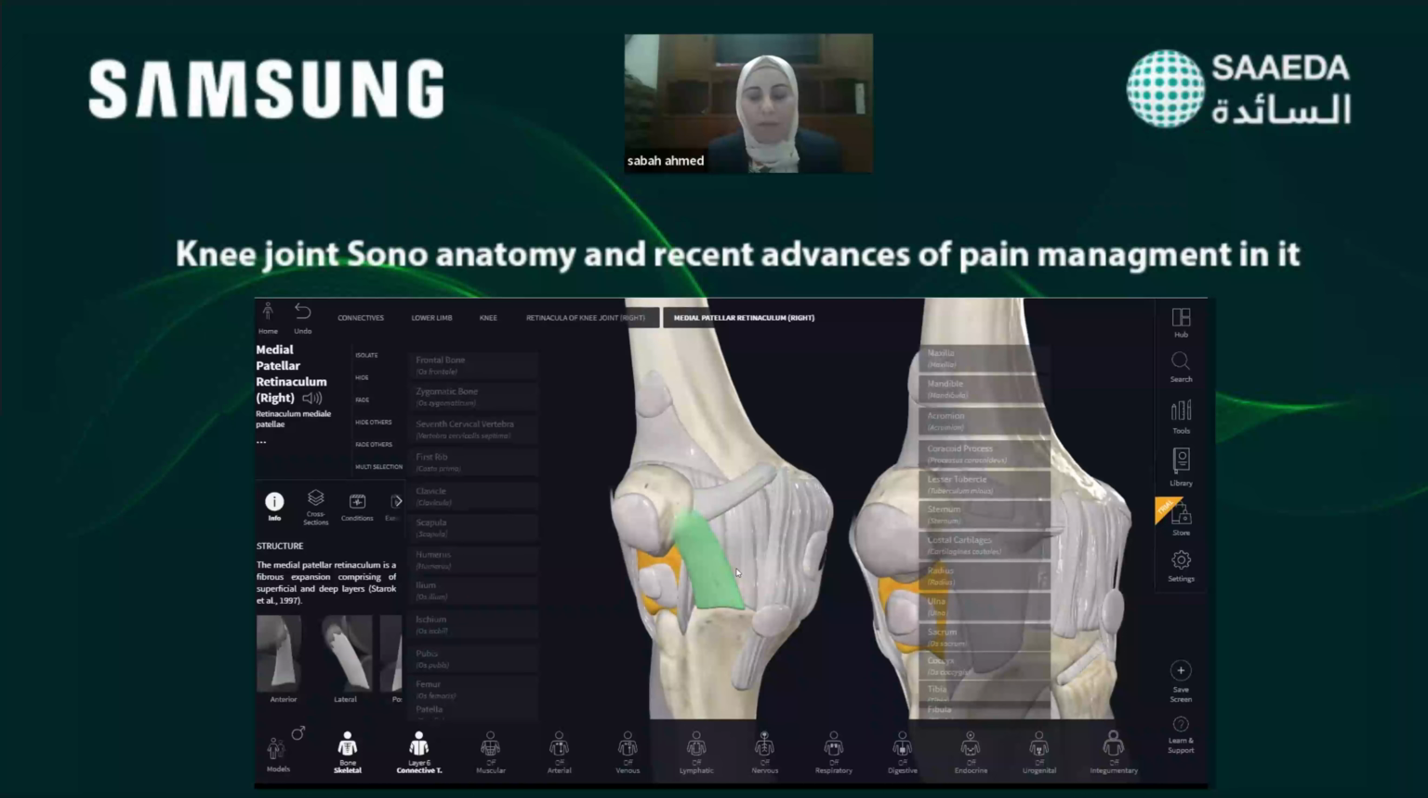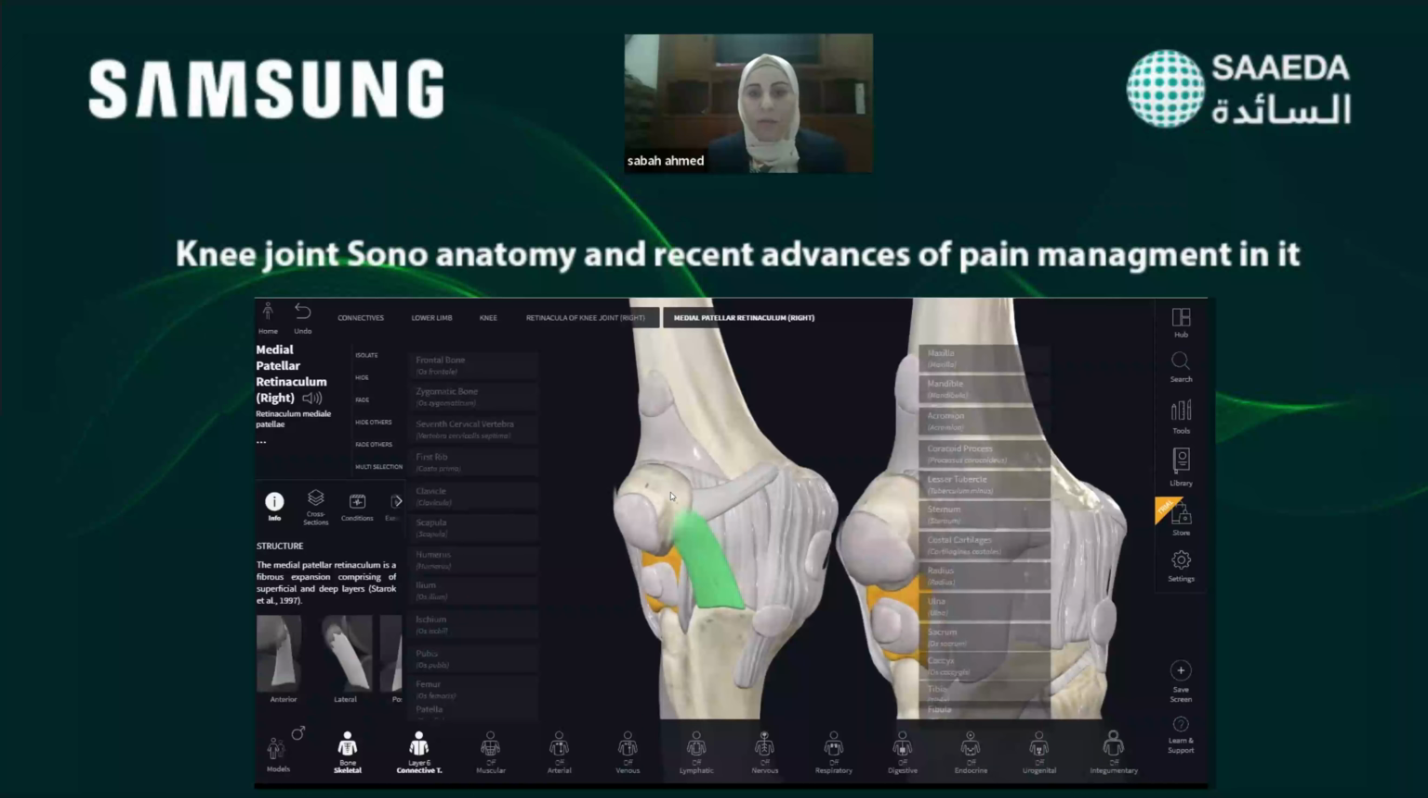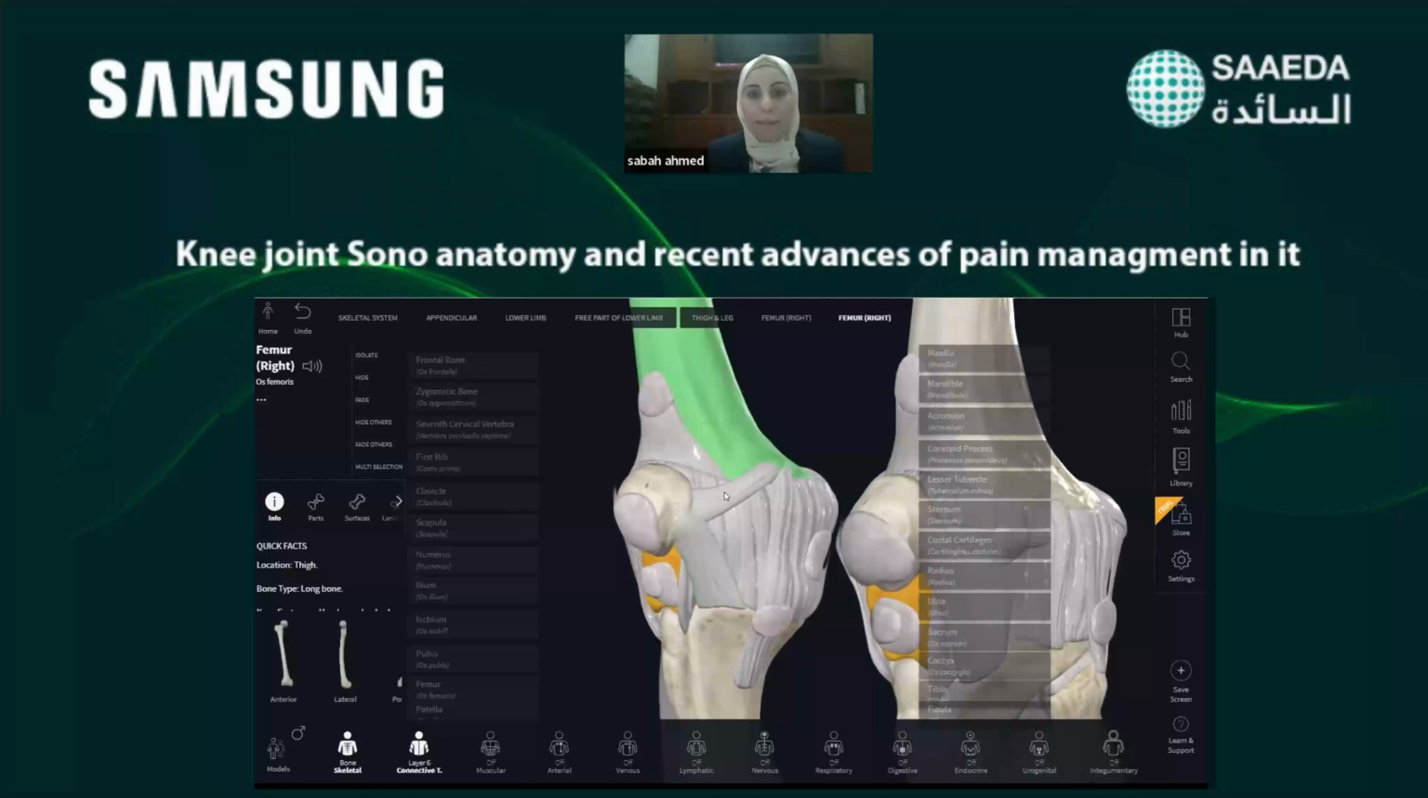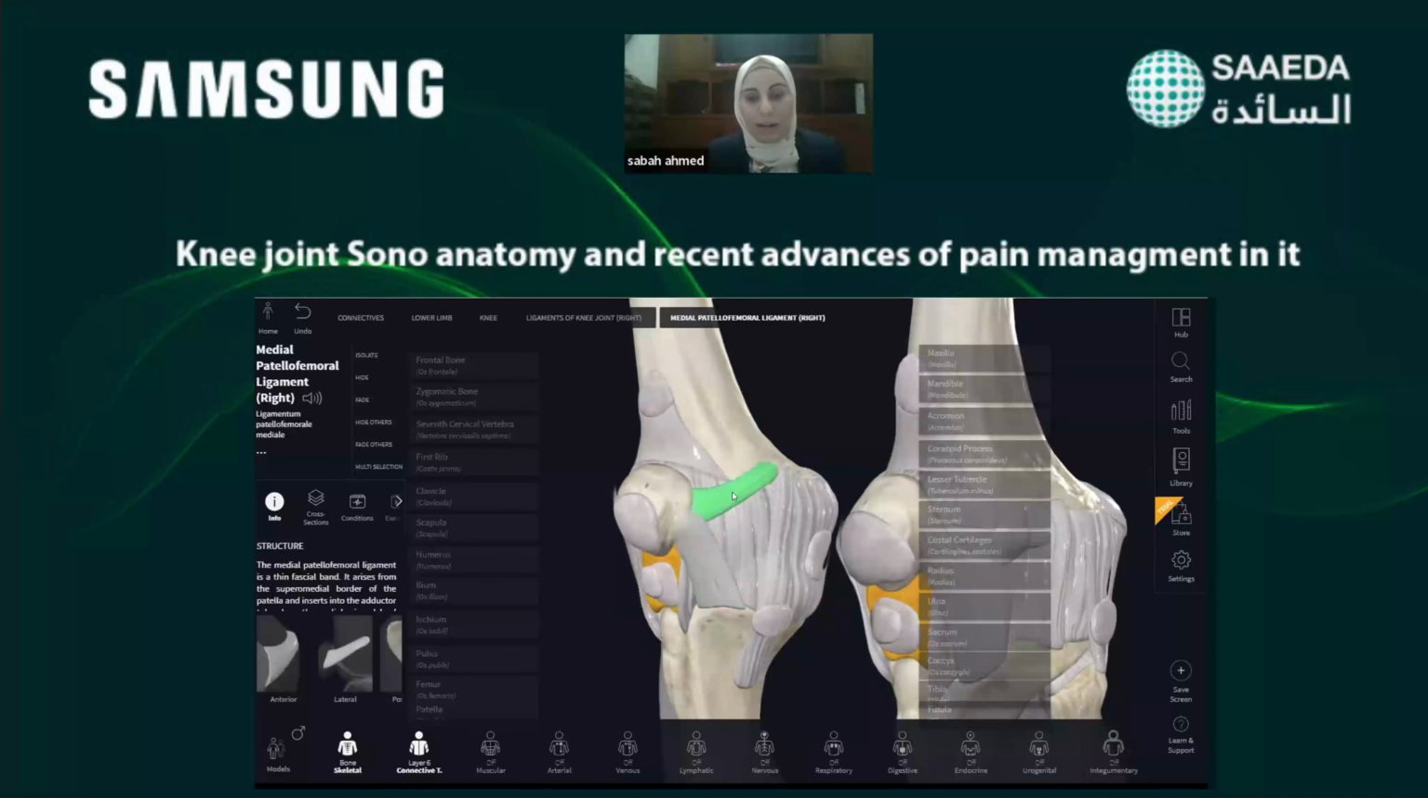Also we have an important ligament that continues from the patella toward the femur. This is called the patellofemoral ligament. If we remove the medial patellar retinaculum, unfortunately we also do not find it here.